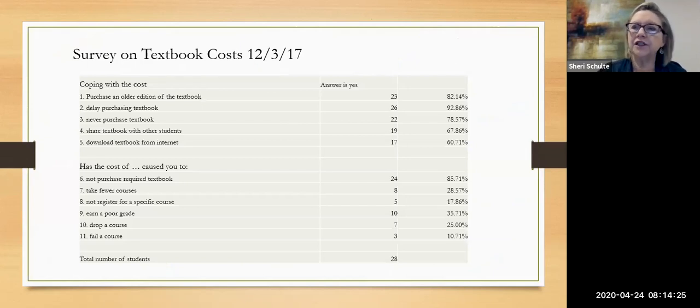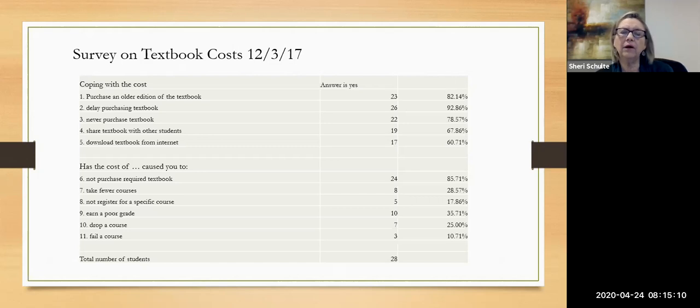All right, so I wanted to just share a few numbers. The first semester, shortly after we started this project, we conducted a survey, and we've done several surveys since then, but this is just a little snapshot. We heard from 28 students, and what students were telling us was that in terms of coping with cost, 92% of them would delay purchasing a textbook due to the cost. 78% would never purchase a textbook at all. Down below in the second section, has the cost of the textbook caused you to not purchase the required textbook? 85%.